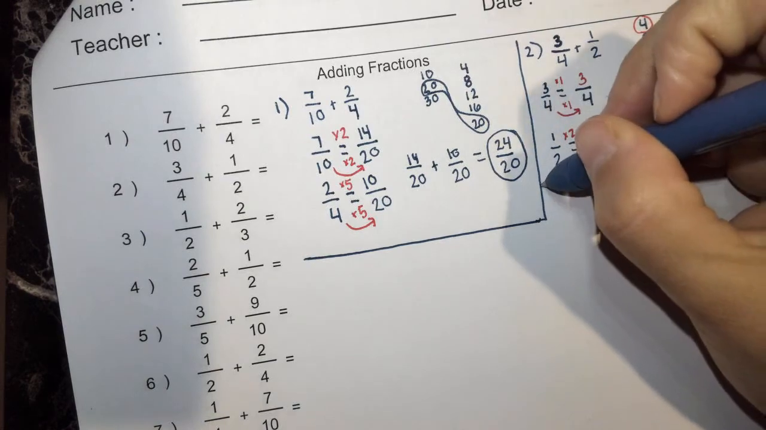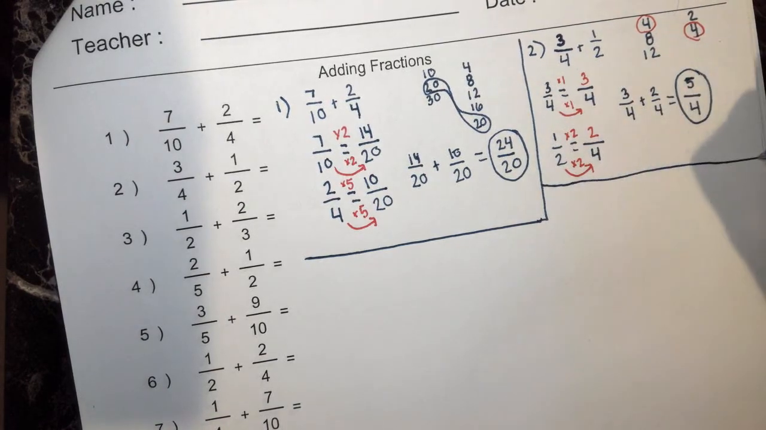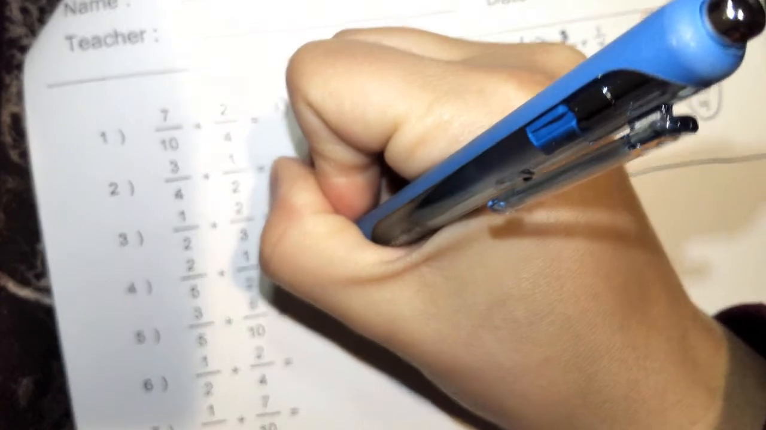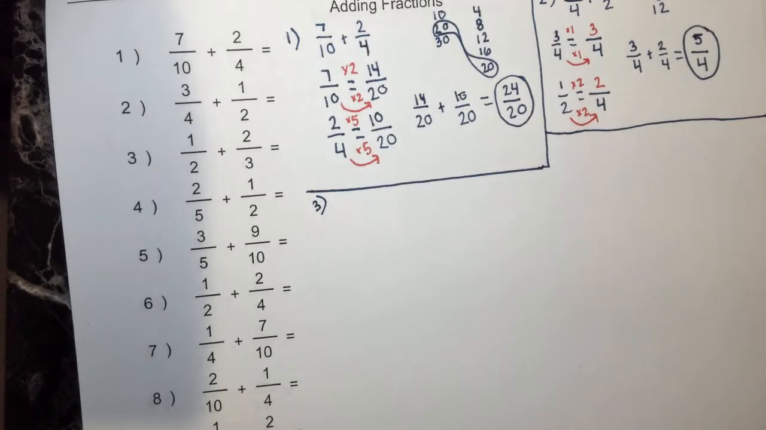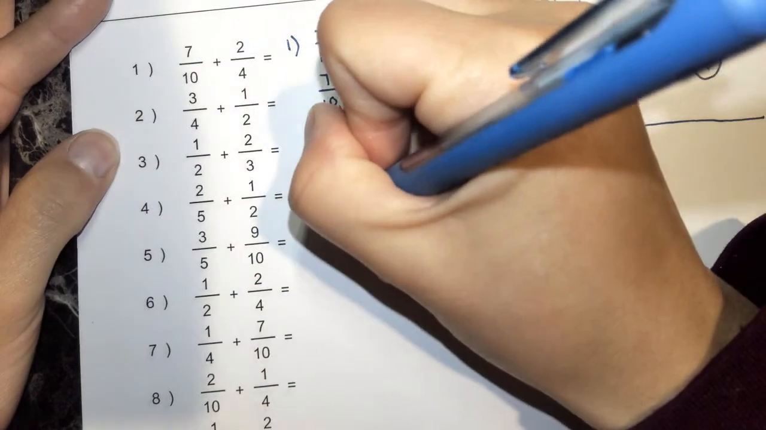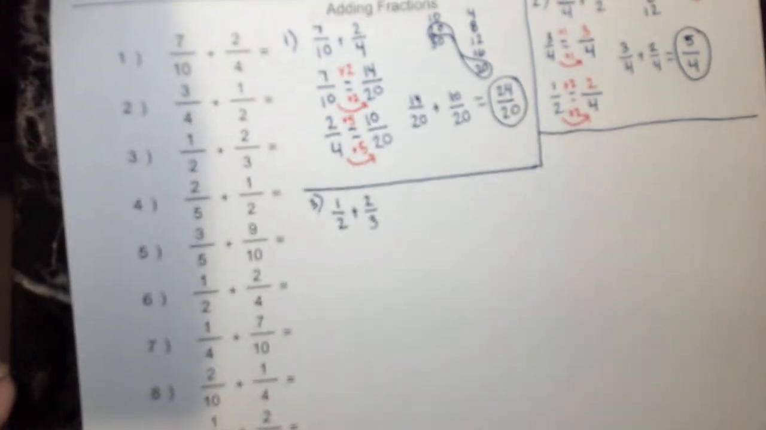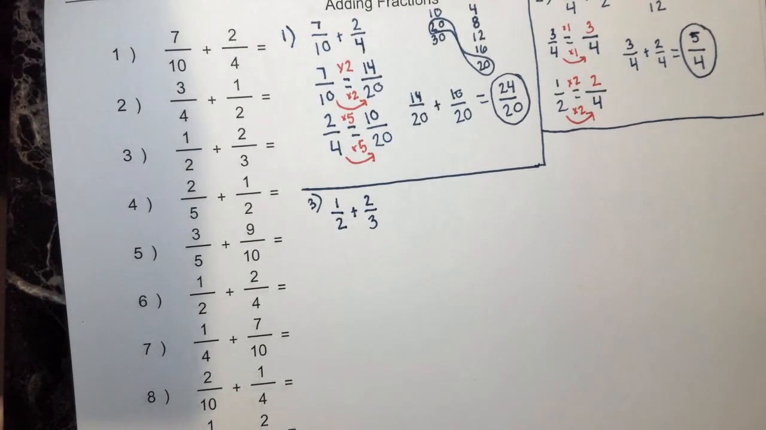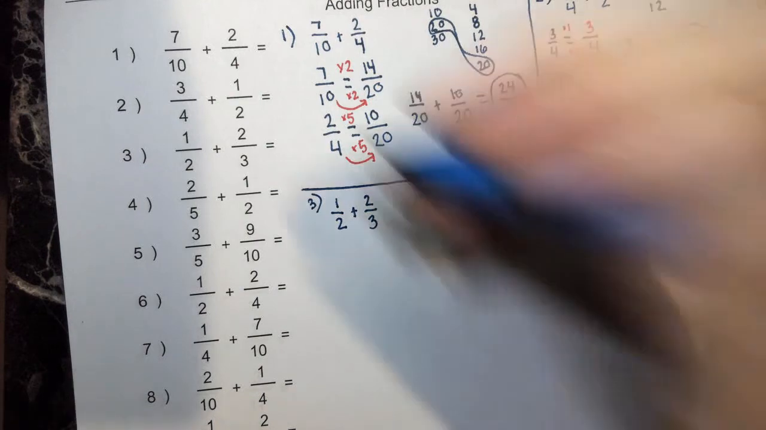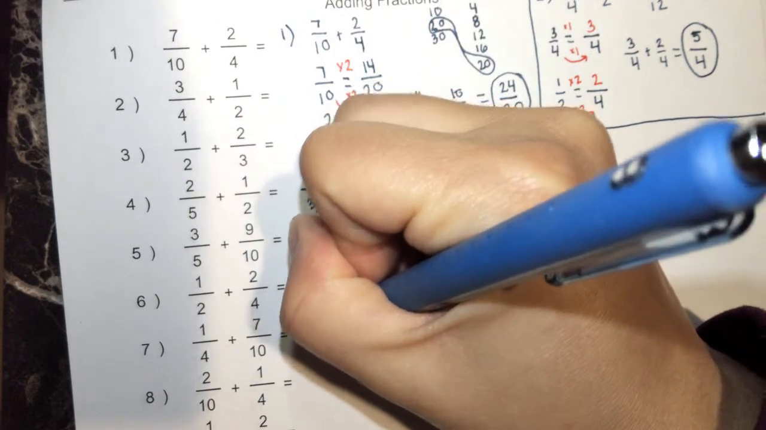So I'm going to draw my line to keep my work nice and neat. I'm going to go to number 3 just to keep in order. Number 3, you're dealing with 1/2 plus 2/3. Okay? First step, rewrite both numbers below. First I have 1/2, then I have 2/3.